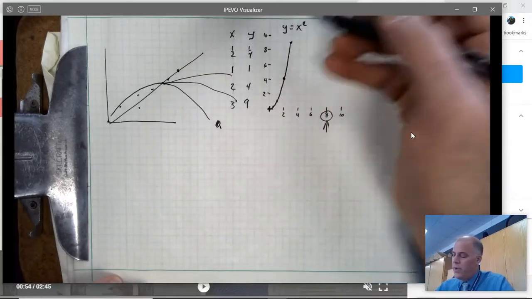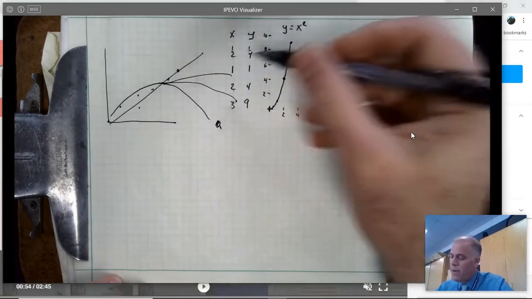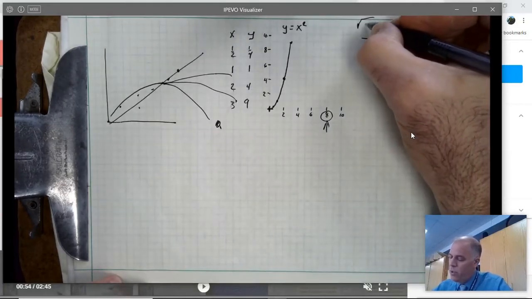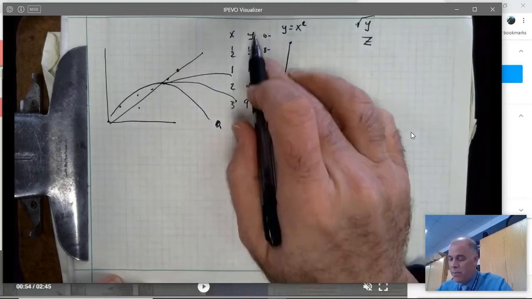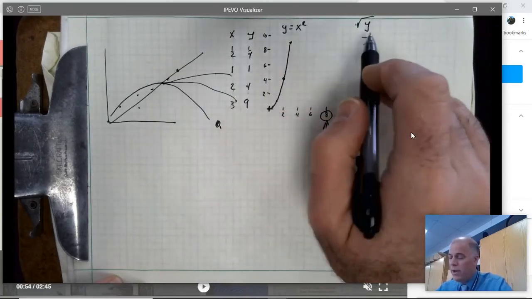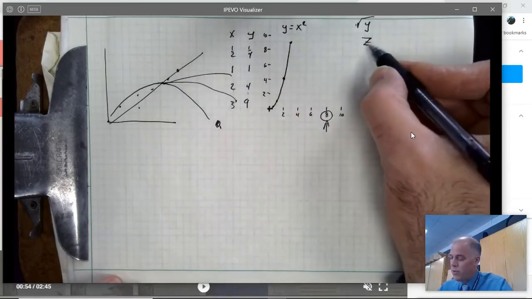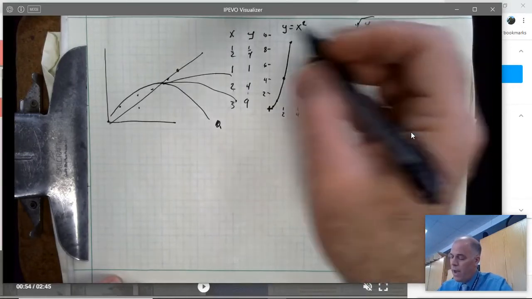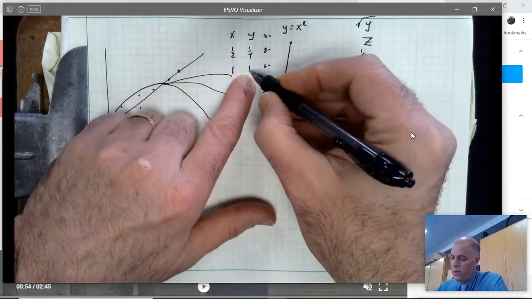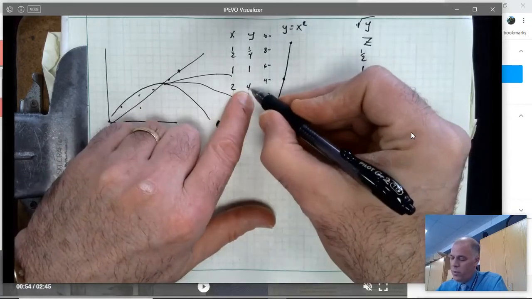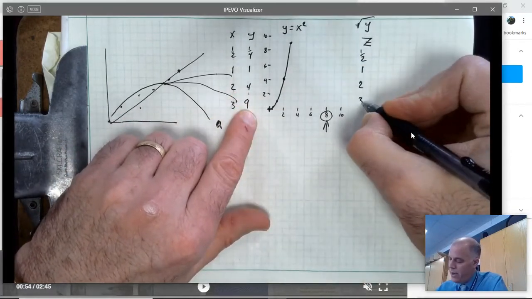So we could make another column and call it z, and we're going to make z equal to the square root of y. We're just going to take this number from our data table and transform it in such a way that we will hopefully get a straight line. The square root of 1/4 is 1/2. The square root of 1 is 1. The square root of 4 is 2. And the square root of 9 is 3.